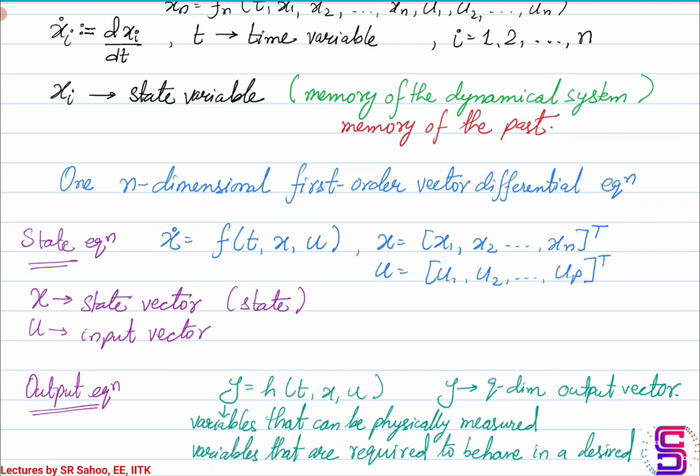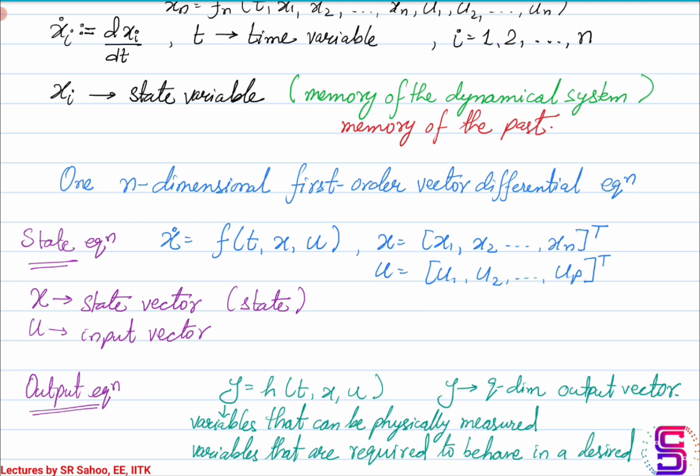So putting all of them together, we get x dot equal to f of t, x, u. So x is the state vector that comprises all the state variables. u is the input vector that comprises all the p number of inputs that you have in hand. t is the variable that represents the time here, and f is essentially the collection of all the functions f1 till fn. We call this n-dimensional first order differential equation the state equation for the dynamical system that we have in hand.